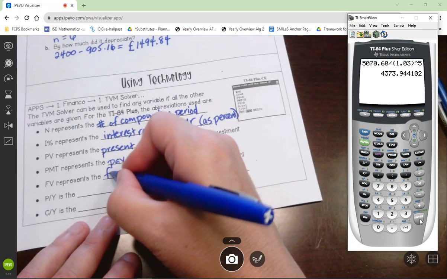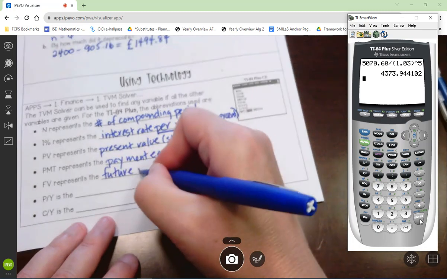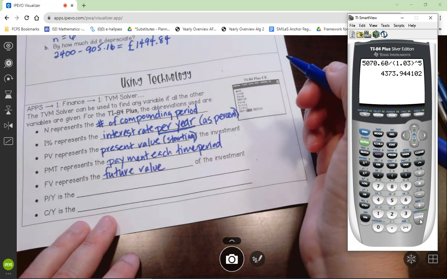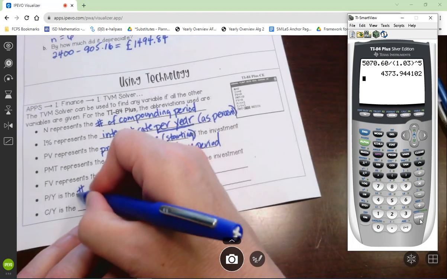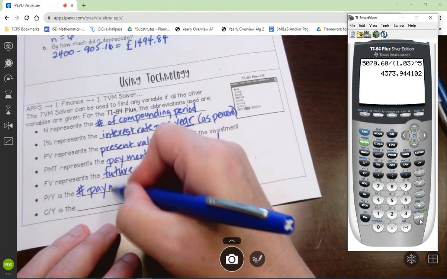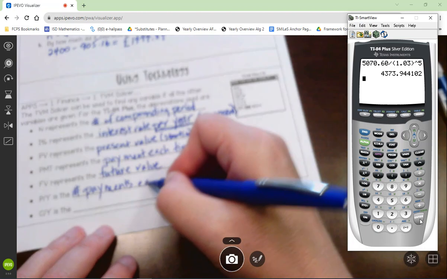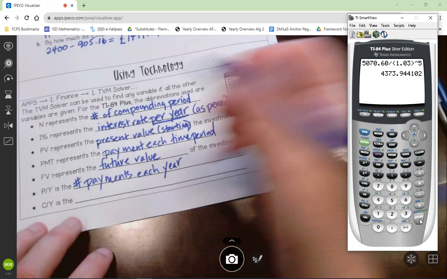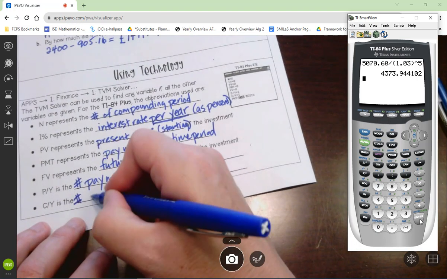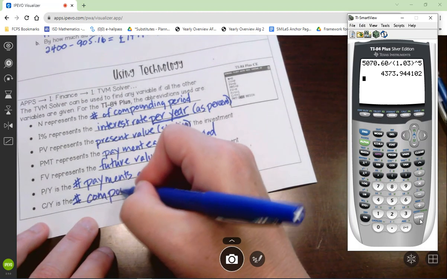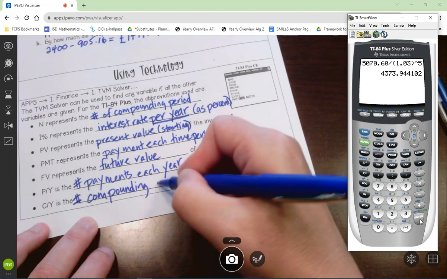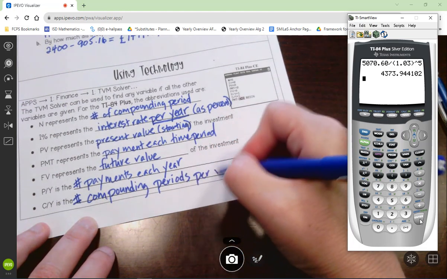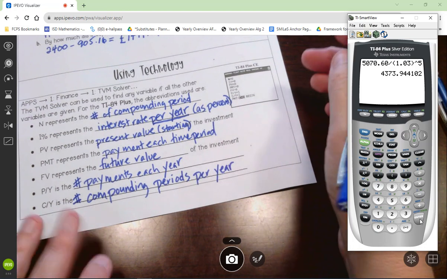FV is the future value of the investment. And P/Y is the number of payments each year. And CY is the number of times interest is compounded each year. So those will be useful as we get to the solver.